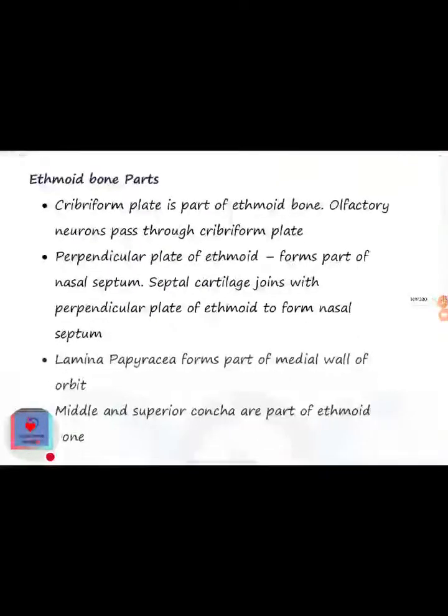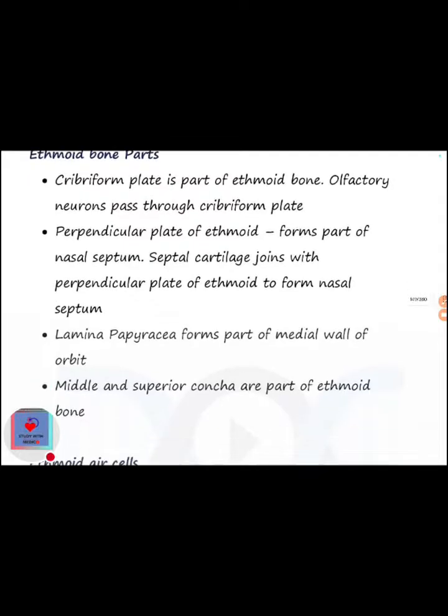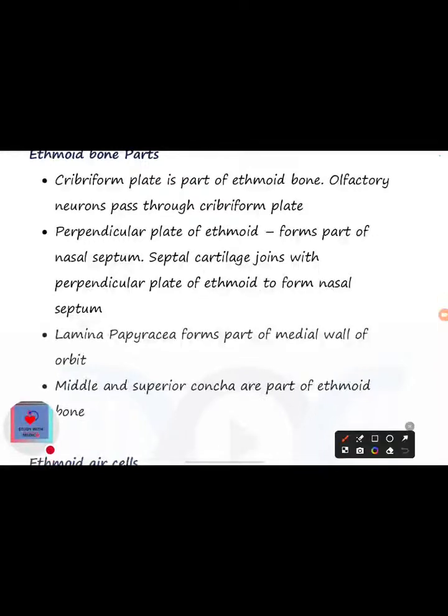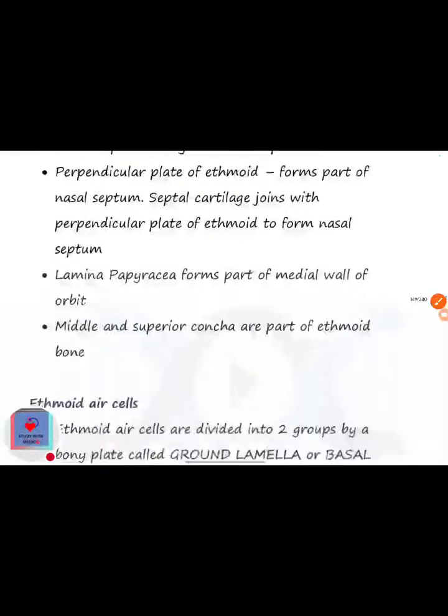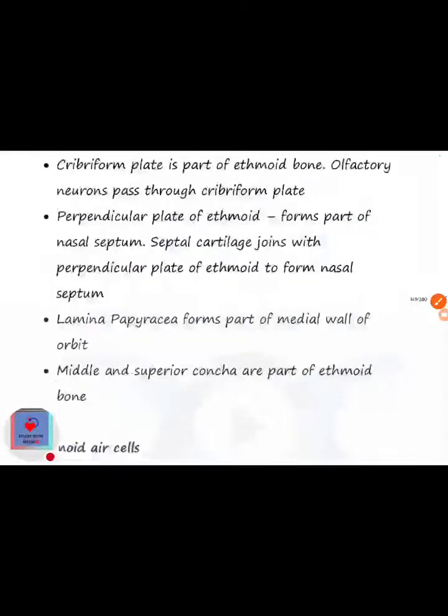Ethmoid bone parts. The cribriform plate is part of the ethmoid bone. Olfactory neurons pass through the cribriform plate of the ethmoid. The perpendicular plate of the ethmoid forms part of the nasal septum. Septal cartilage joins the perpendicular plate of the ethmoid to form the nasal septum. Lamina papyracea forms the medial wall of the orbit, and the middle and superior concha are part of the ethmoid bone. So the ethmoid bone, all features are there.